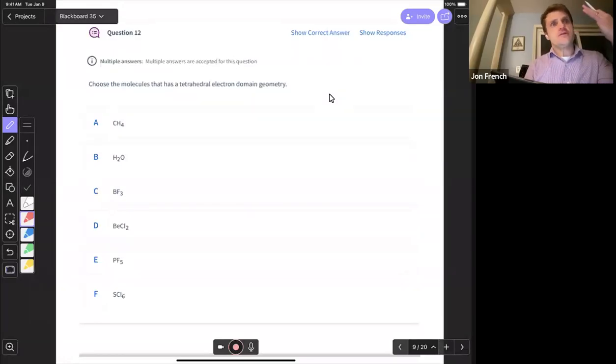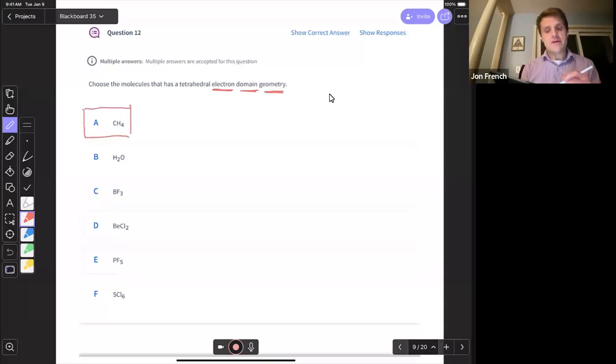Question 12, right? We're asked to choose the molecules that have tetrahedral electron domain geometry. Right off the bat, we know methane has tetrahedral electron domain geometry. So that's one correct choice. And because they're asking for electron domain geometry and not molecular geometry, water as well has tetrahedral electron domain geometry.